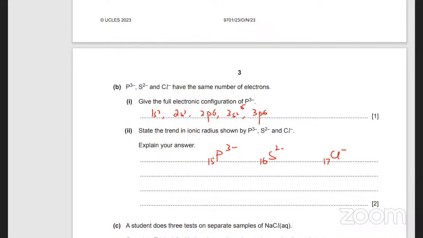Okay, what about the 18? Three of them will have 18, because that means they're isoelectronic. That means they all have the same number of electrons. So the electronic configuration, everything is exactly the same. Okay, so they should have the same size.